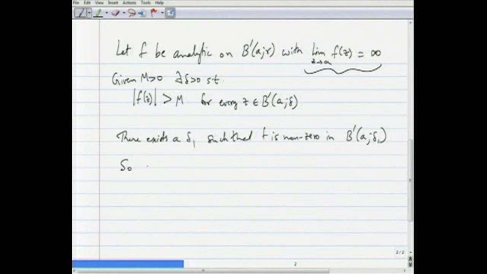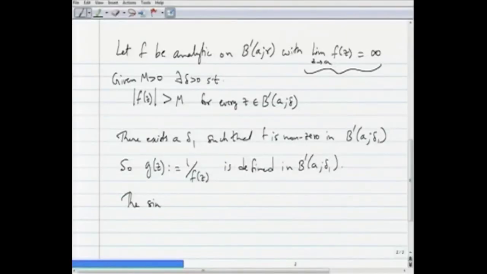So, g of z defined as 1 by f of z. Let us notice the behavior of g. It is defined at least in B prime of a, delta 1. Not only that, but at a we will notice that g has a removable singularity. G defined this way has a removable singularity. And I should also say it is analytic in B prime of a, delta 1, because it is 1 by an analytic function. So, the singularity of g at a is removable.